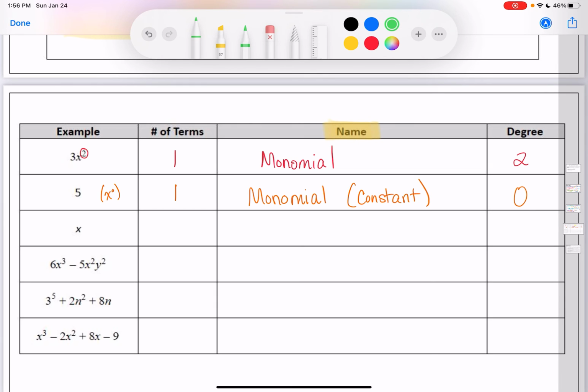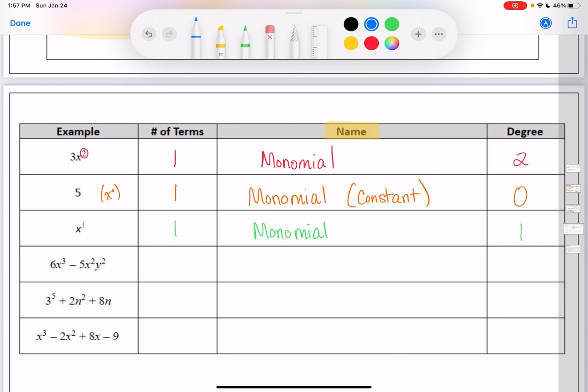Okay, here again, no pluses or minuses, so that is one term, so that would also be a monomial. What's the degree on that one? Now this one is a variable, so it does have an exponent of that invisible 1 there. So this has a degree of 1. So hopefully, again, just noticing the difference between this one and the last one. When is that degree 0, and when is that degree 1? And hopefully those two examples help clear that up if you were a little confused about that.